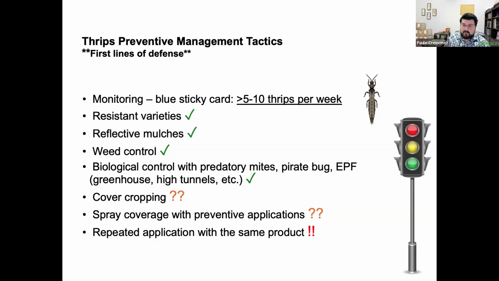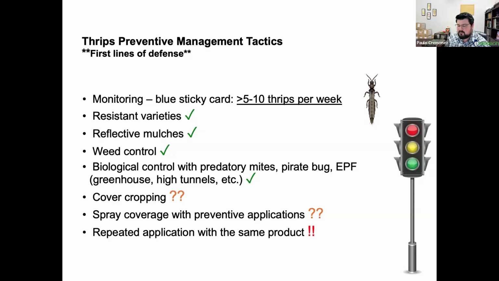It's not because we had an outbreak that we'll need to relax on those. It's still very important. If we didn't have this in that situation, then we would have absolutely devastating losses for sure. Use of cover cropping can be something that we have to study, especially because it can provide refuge areas for thrips. Spray coverage with preventive applications, we need to be careful as well, just not to flare up thrips between sets of tomatoes. So that's also very important to be mindful.